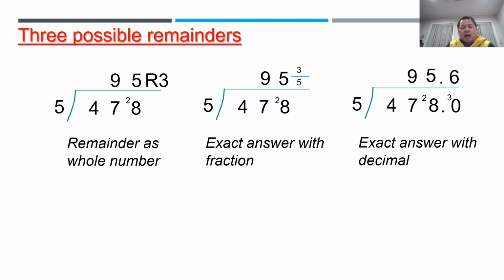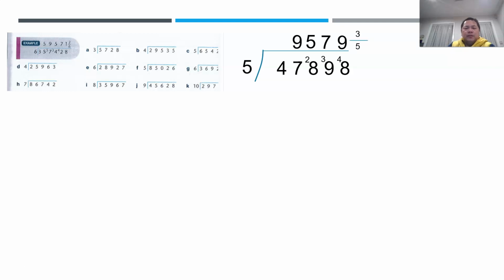So in the exam or test, I will make sure I state very clearly what kind of remainders you should present in your answer. For this question here, it requires you to leave the remainder as an exact fraction. So I'm giving you an example for 47,898 divided by 5. So 47 divided by 5 is 9, remainder 2. 28 divided by 5 is 5, remainder 3. 39 divided by 5 is 7, remainder 4. 48 divided by 5 is 9 with a remainder of 3. That's how you get 3/5.